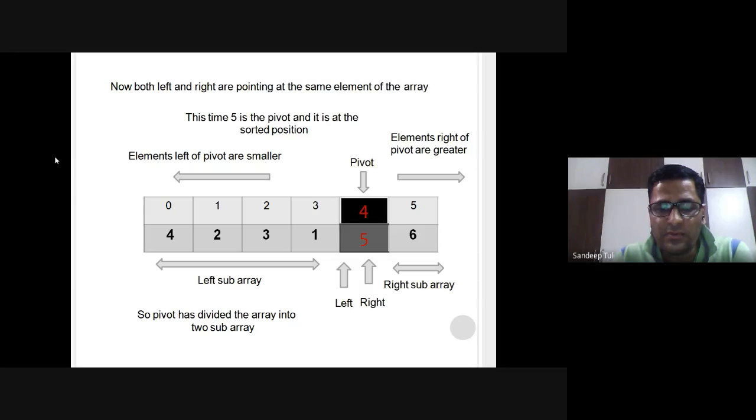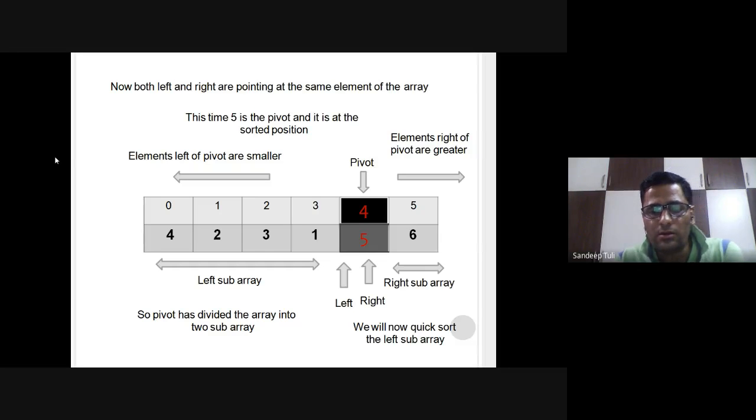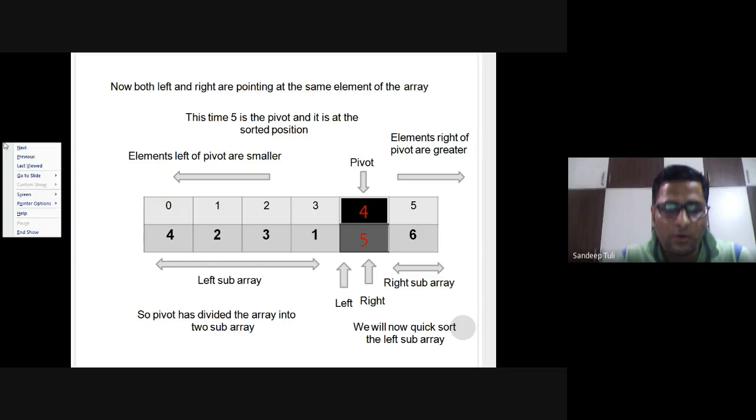So in this way we have divided into 2 sub arrays, the left sub array and the right sub array. We will now again start the quicksort for the left and the right sub arrays one by one. So we will again call the same function with different parameters, 2 times. How many times will we call? 2 times. Like suppose initially I have called quicksort.